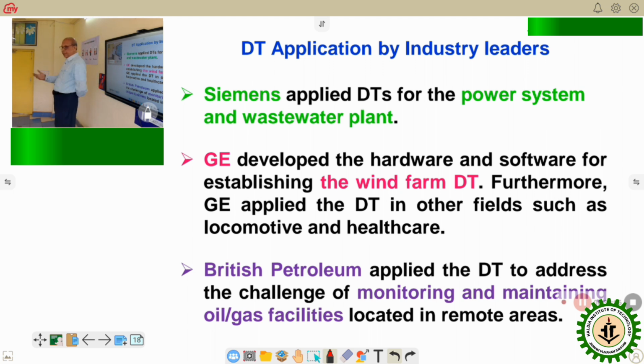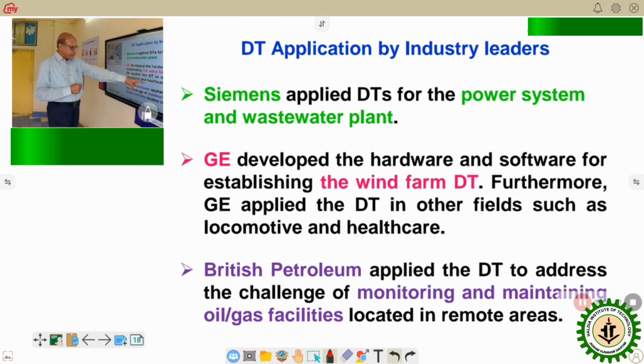Already some leading industry houses all across the globe have implemented it in their different activities to accrue the potential benefit of the DT capability. So some such applications I have considered. Siemens applied DTs for the power system and wastewater plant. General Electric developed the hardware and software for establishing the wind farm DT. Furthermore, GE applied the DT in other fields such as locomotive and healthcare.